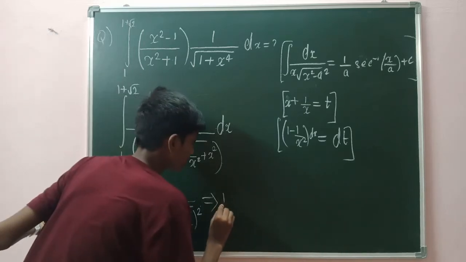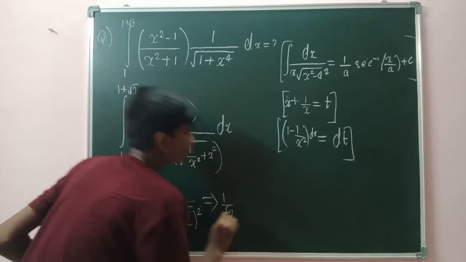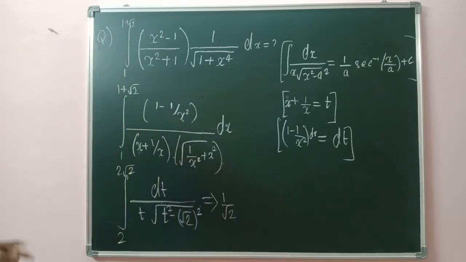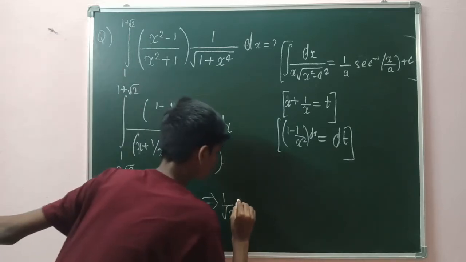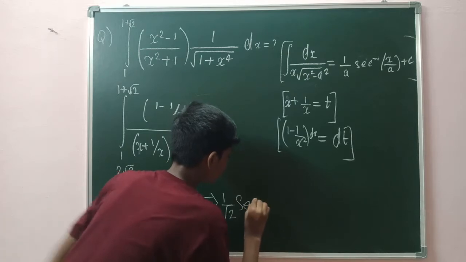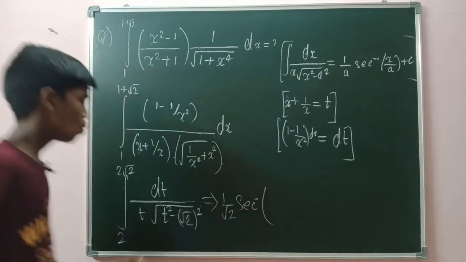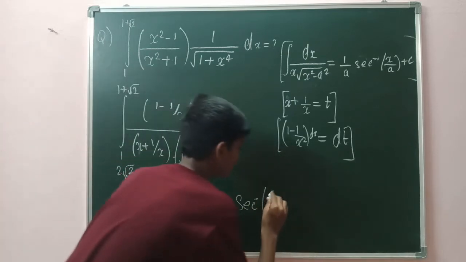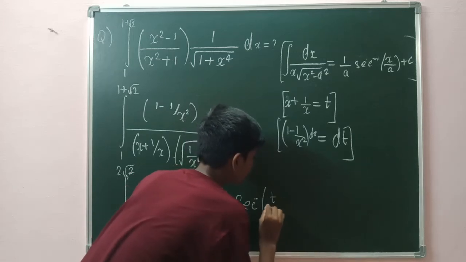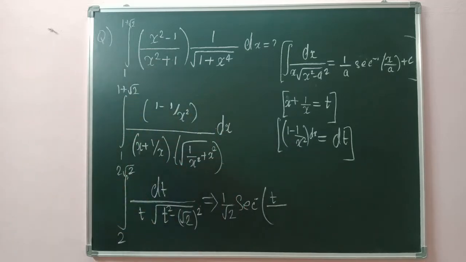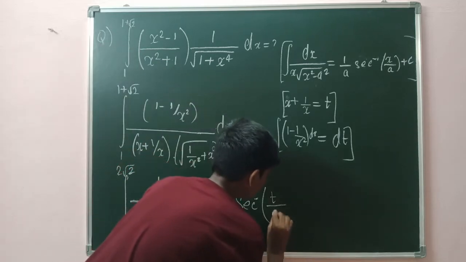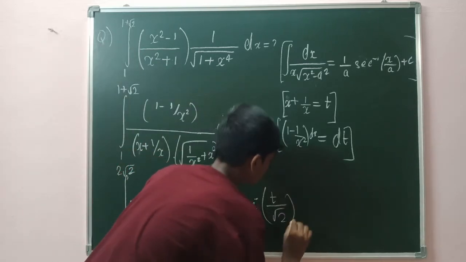So I can write it as 1 by root 2 into secant inverse of x by a. Secant inverse of x value by a value. What is the x value? That is t here. Instead of x, I have t here because t is the variable of this integral. And what is your a value? That is root 2.